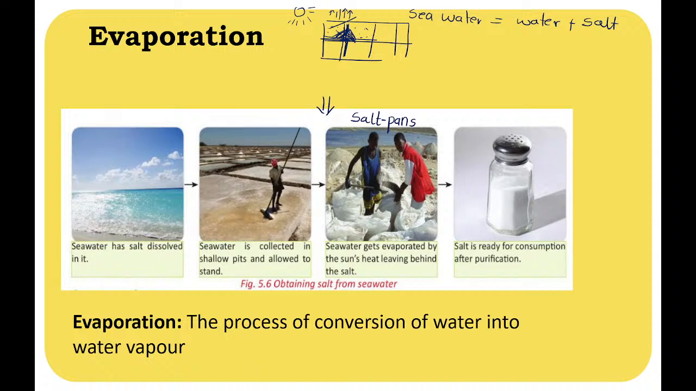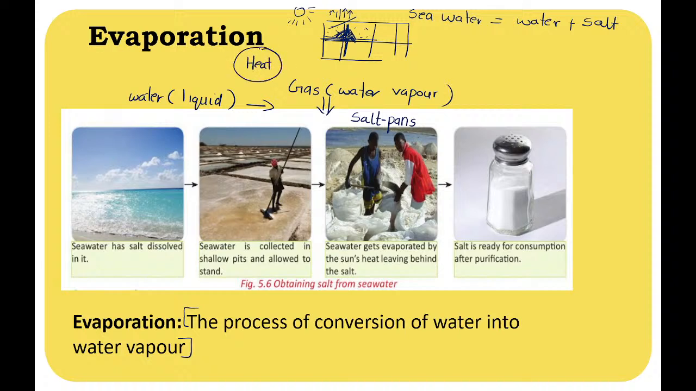This method is called evaporation. What is evaporation? The process of conversion of water into water vapor. Water in liquid form gets converted into gas form, and the gas form of water is called water vapor. Now to help the process of evaporation, some heat has to be there. This heat is being supplied by the sun. So evaporation is nothing but a method of converting liquid into gas, that is, water is being converted into water vapor using sunlight or the sun's heat. In the morning also, when you are getting late for school and you have a hot cup of tea, what do you do?